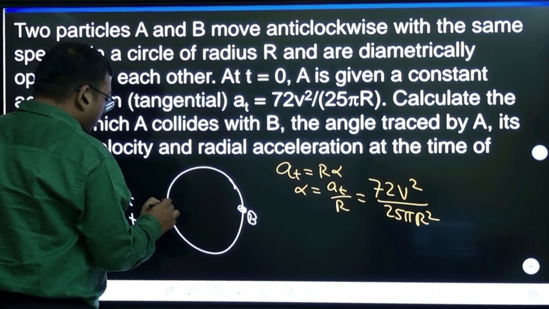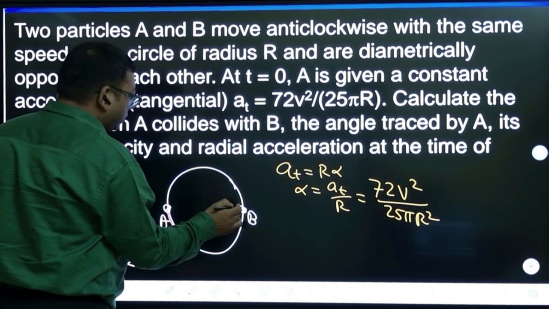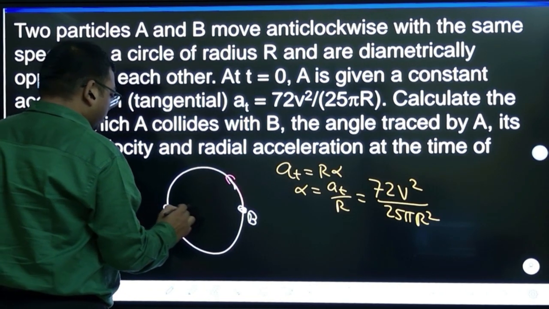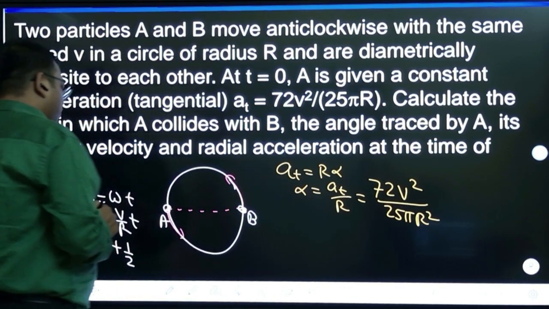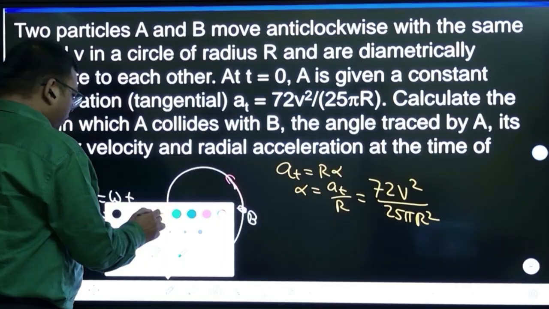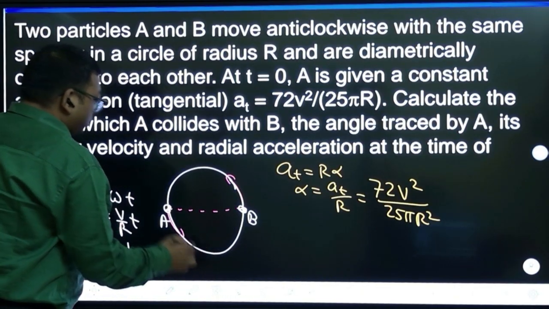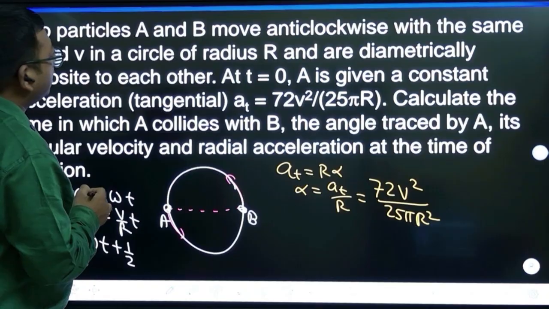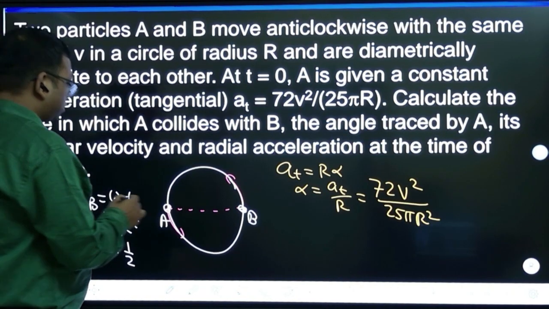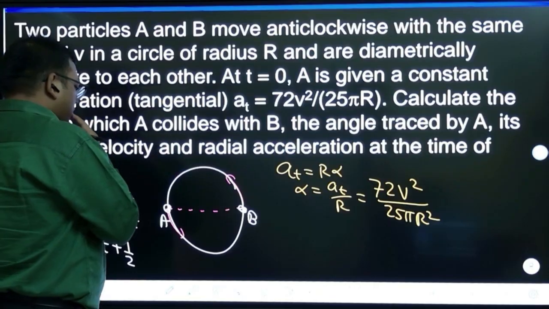Anti-clockwise, both are moving anti-clockwise. So this way they are moving. Okay, this way they are moving. Right. So let us say that they are moving like this way, and A is having acceleration. So A has acceleration, B is not having acceleration.